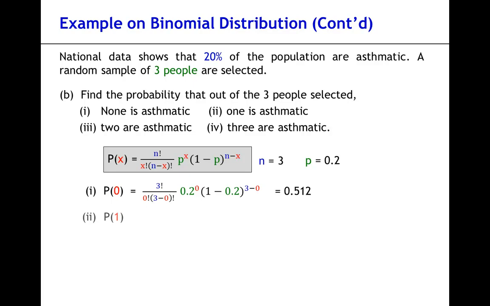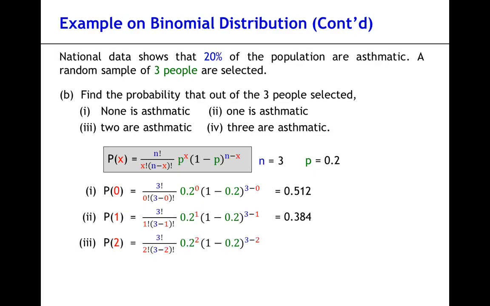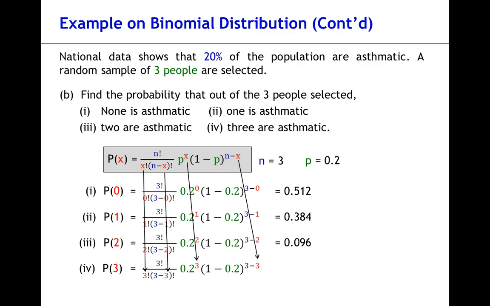In part 2, everything remains unchanged, except that we now want the probability that one person is asthmatic. So we want p of x equal to 1. Using this formula, change the x's to 1 this time, and you'll get the answer as 0.384. For p of 2, change the x's to 2 to get the answer as 0.096. And for p of 3, change the x's to 3 to get the answer as 0.008.